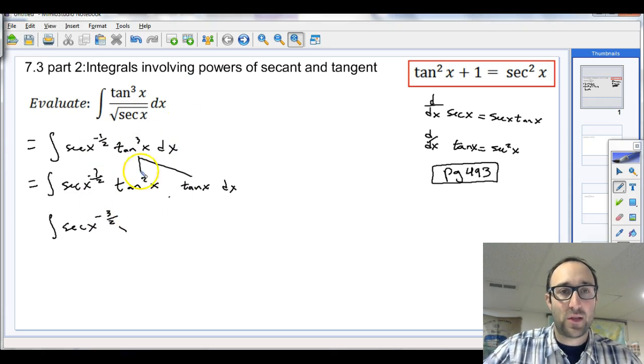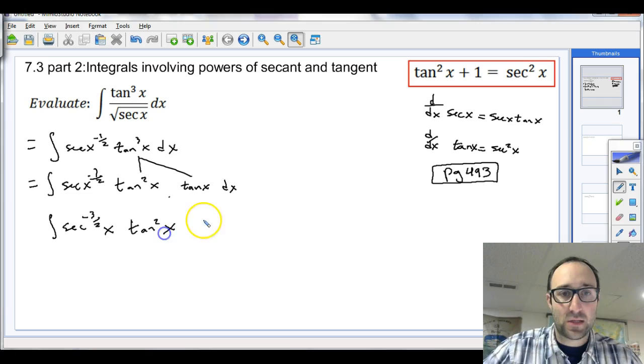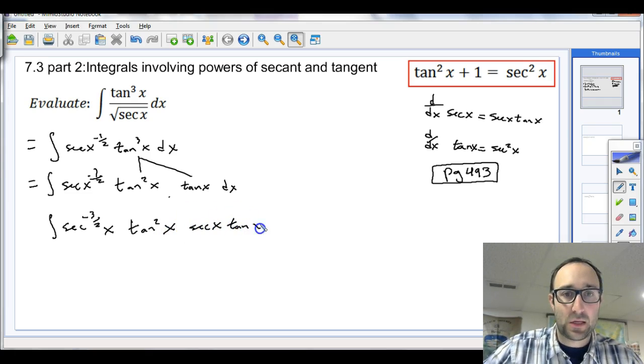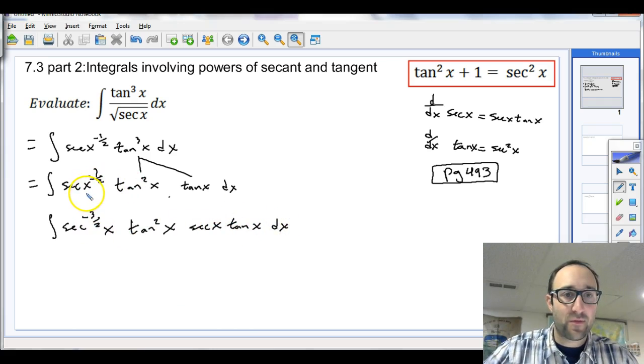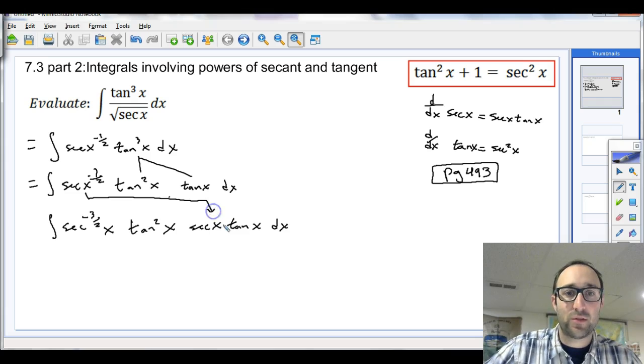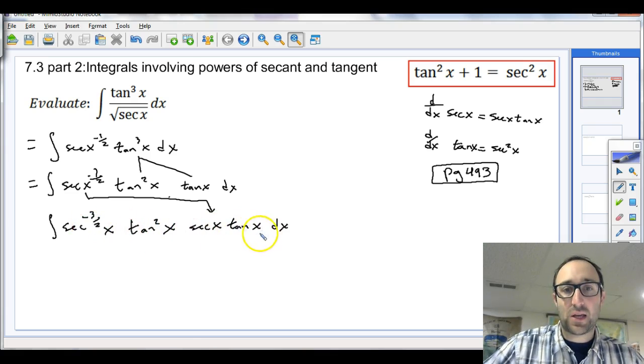Oh, hold on. Let's try that again. Let's just undo this here. There we go: secant to the negative 3/2 x, tangent squared x, and then I've got a secant x and tangent x dx. So really what happened here? I took one full secant out, which means I have to take this down one power, and I'll have secant to the negative 3/2 tangent squared secant x tangent x dx.